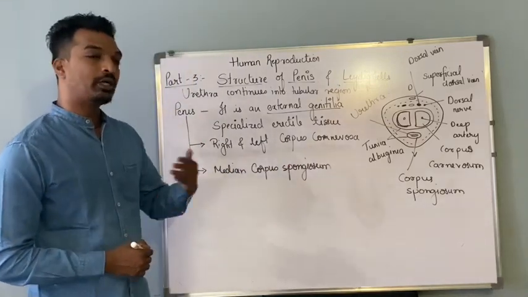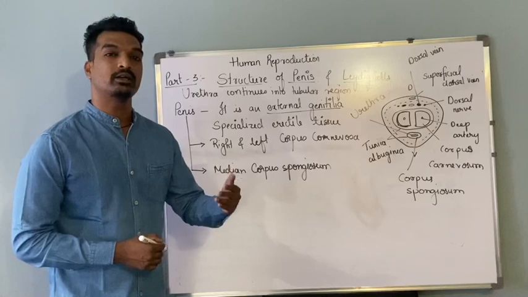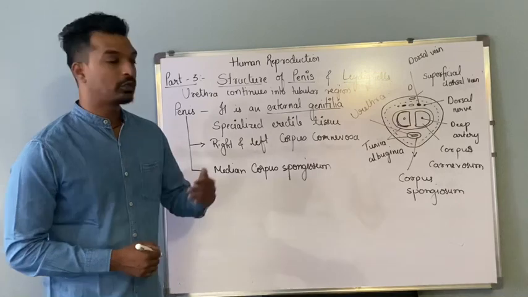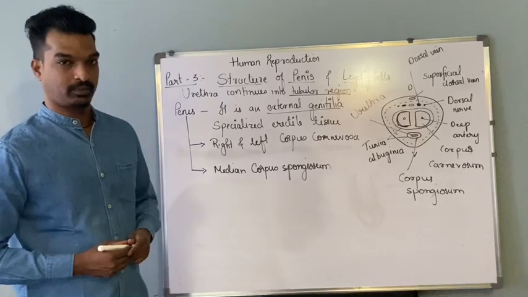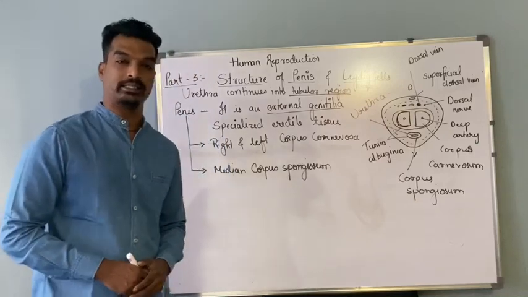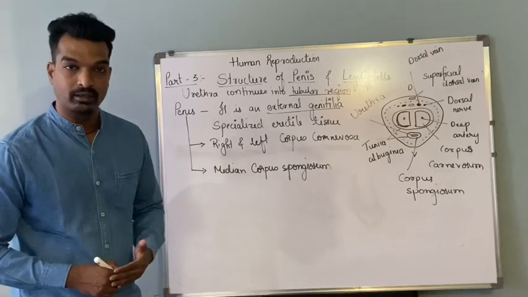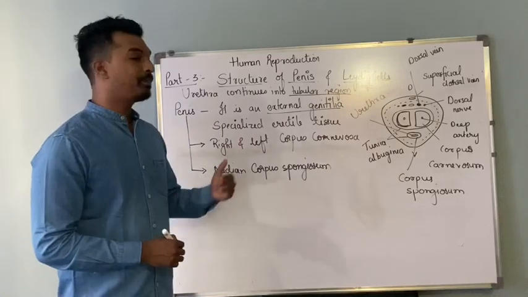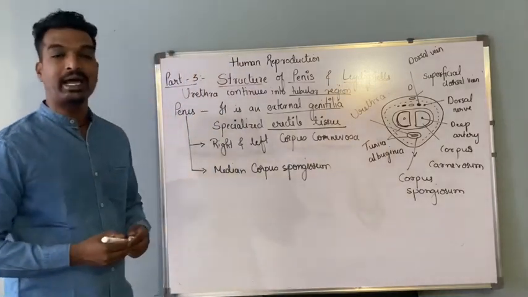Now first, the urethra. You know that the urethra is the organ which transfers the sperms as well as the urine. The urethra opens into a tubular structure called the penis. Penis, as we studied, is an external genitalia and a copulatory organ.